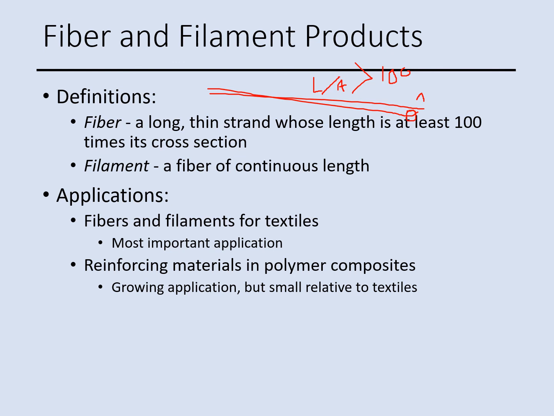Here are some of the applications of fiber and filament. It can be used for textiles, and it can also be used as reinforcement material in polymer composites that we talked about in chapter 7, and it has a lot of applications. It is growing.